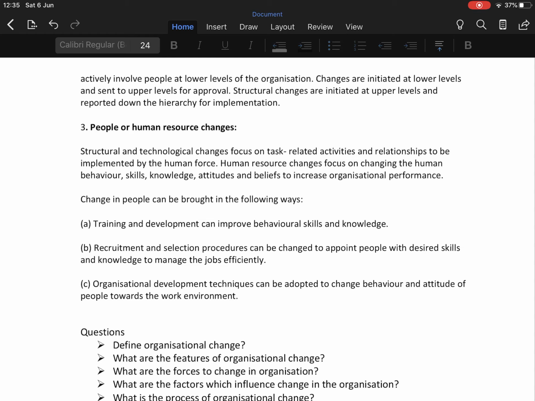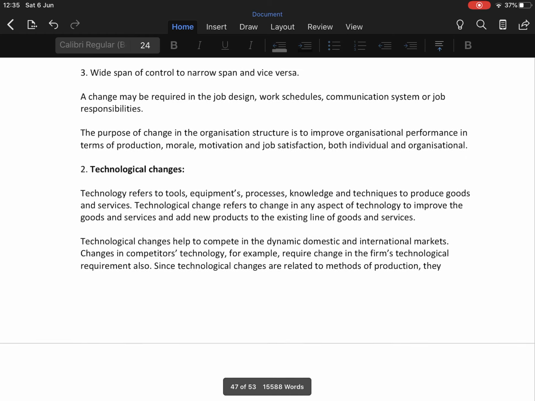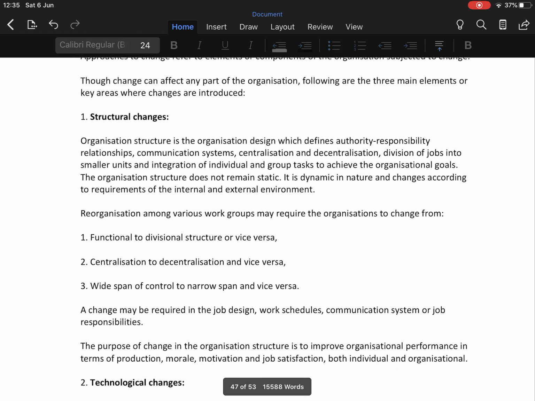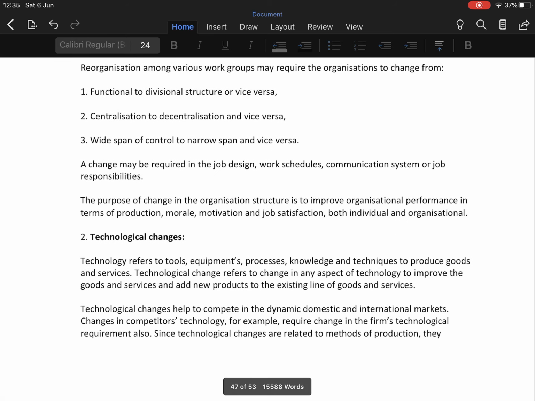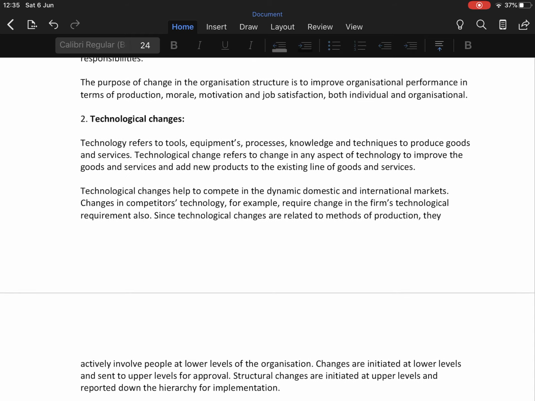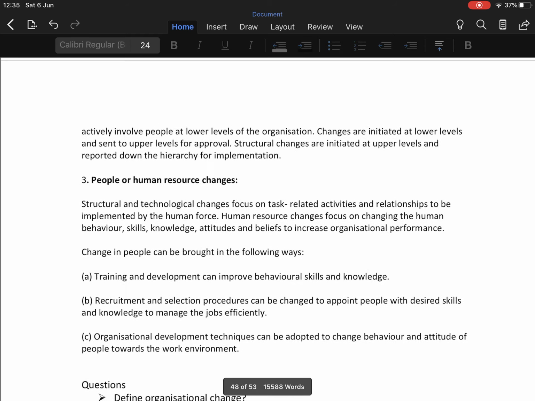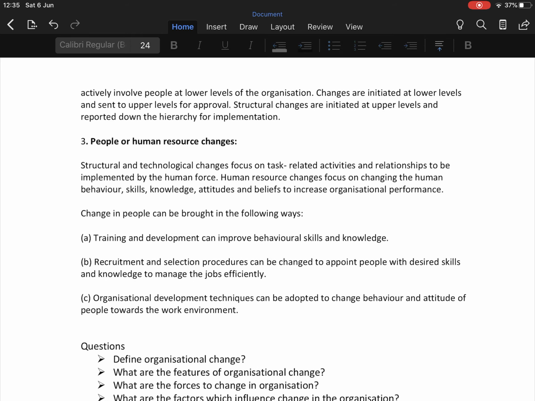So there are three approaches of changing the organizational design. First was change by making changes in the structure of the organization. Second was by changing the technology of the organization. Third was by changing human behavior, skill, knowledge, attitude of the people in the organization.